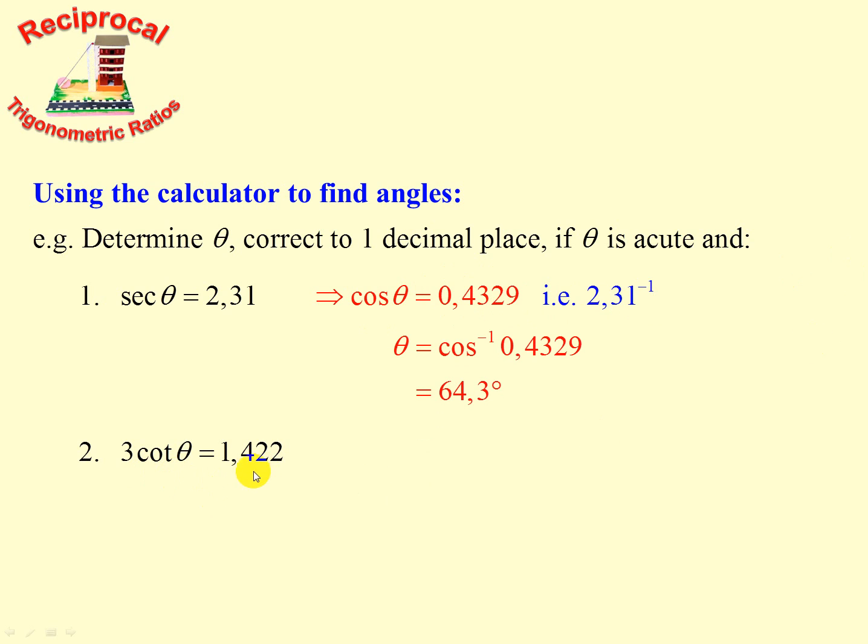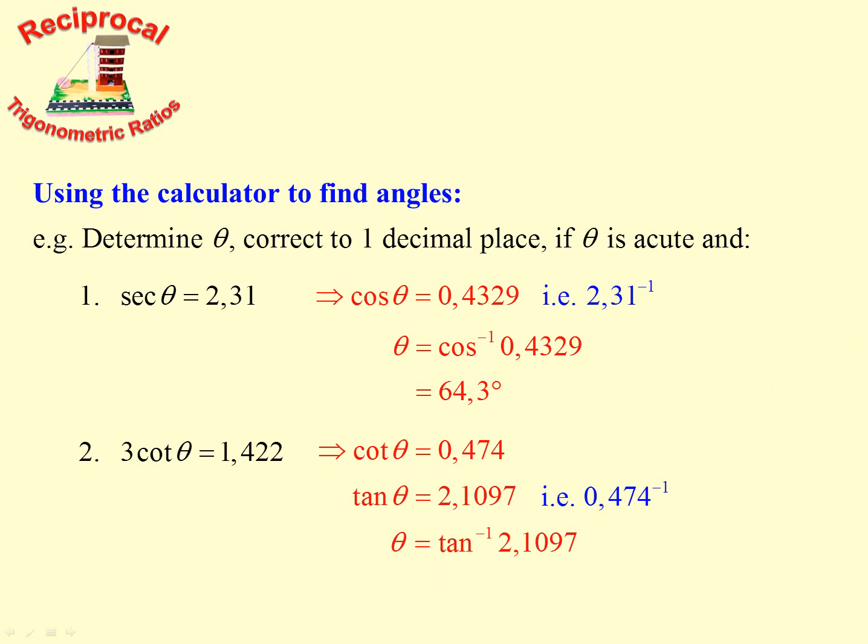With cot here, first thing we have to do is get rid of the 3, so we divide by the 3. Now the same thing, we're going to convert that to a tan value by inverting the 0.474. Use the tan minus 1 button, and that'll give us our angle.